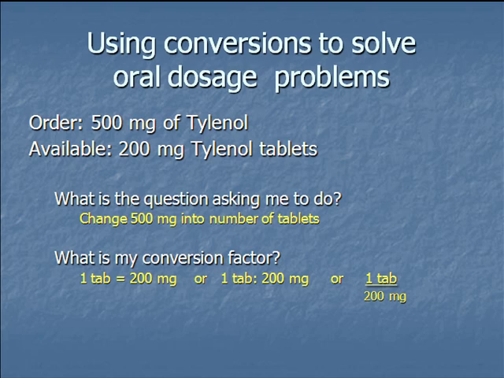Well, we have to ask ourselves, what do we really need to do here? In this case, we must change 500 milligrams into an actual number of tablets to administer to our patient. We must then search for a conversion factor relating the milligrams to the tablets. We can see by the bottle that 1 tab is the same as 200 milligrams. This can be written in all three ways. The 1 tab equals 200 milligrams, 1 tab colon 200 milligrams, or 1 tab over 200 milligrams.